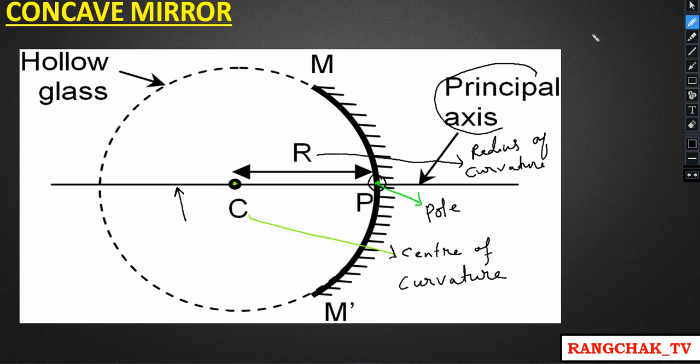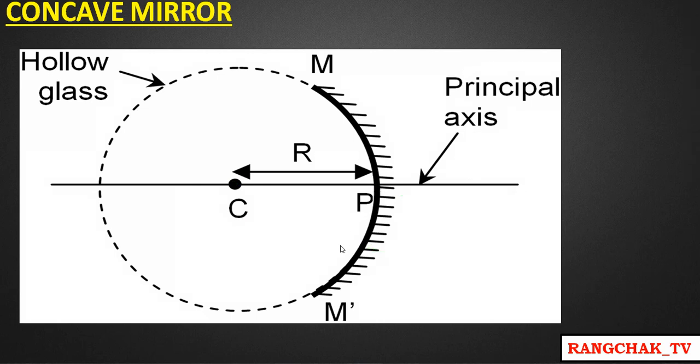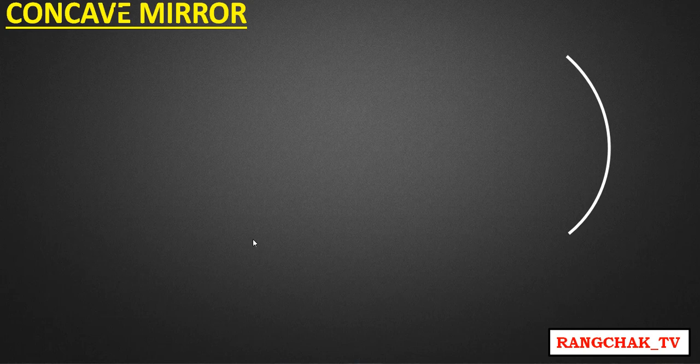Okay, so we'll proceed to the next. Concave mirror, as I told you. Let's see about concave mirror. One side is polished, and the other side is a rough surface. We'll see more about this.